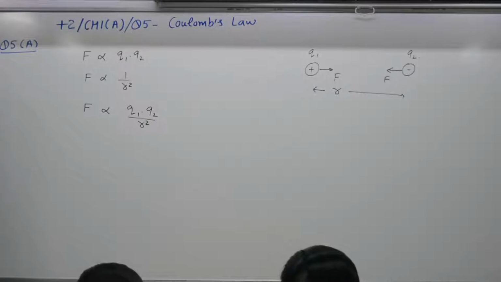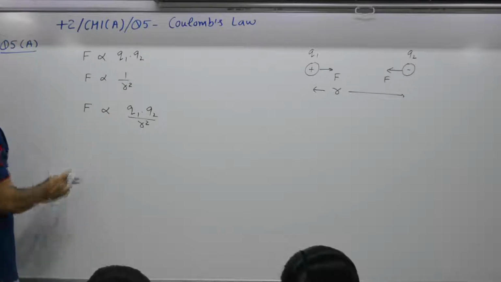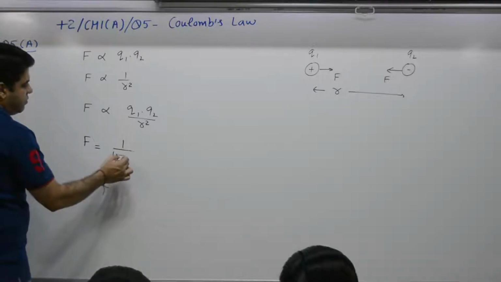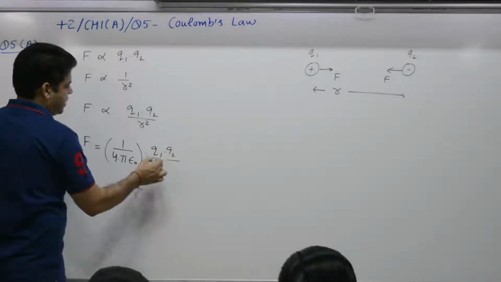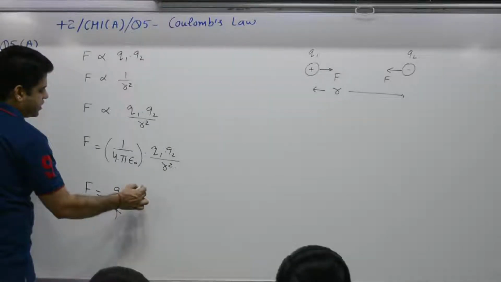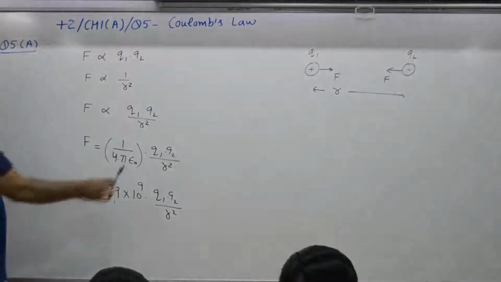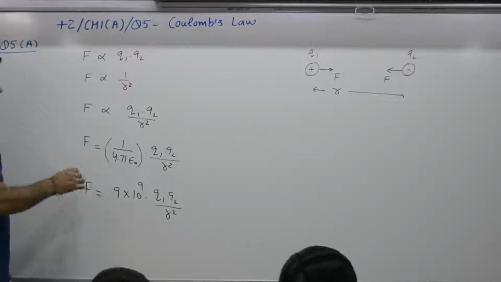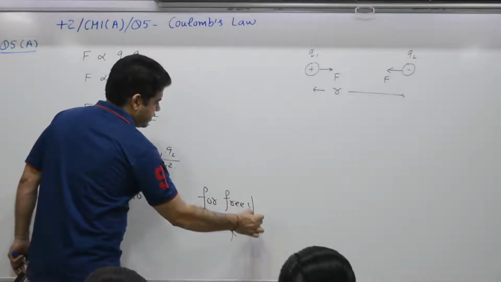Again, in order to have numerical content, quantitative analysis, you need to know the constant of proportionality. This constant of proportionality is written in the format 1 by 4 pi epsilon naught, Q1 Q2 by r square. This value is 9 into 10 to the power 9 in the SI system of units. If charges are in coulomb and r is in meters, this value is 9 into 10 to the power 9. This is for free space.